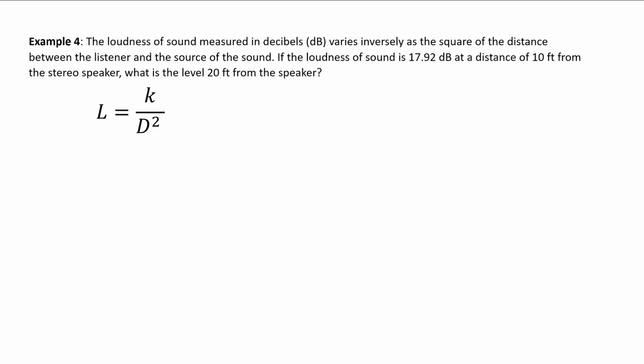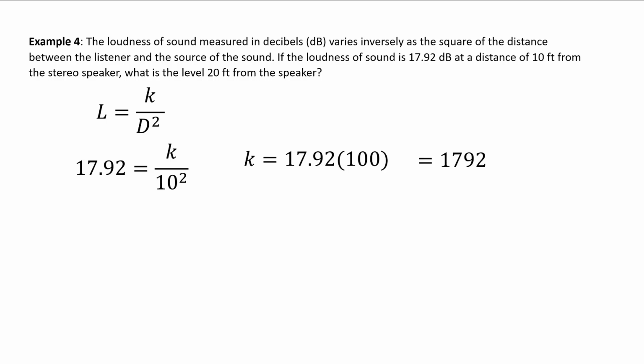So we have this variation. Loudness is inversely proportional to the square of the distance from the speaker. And so they tell us that it's going to be 70.92 decibels when you are 10 feet away from the speaker, which gives us a K value of 17.92 times 100, which is 1,792. And so now they want to know what the loudness is going to be if you move to 20 feet away from the speaker. So we're just going to plug that in.